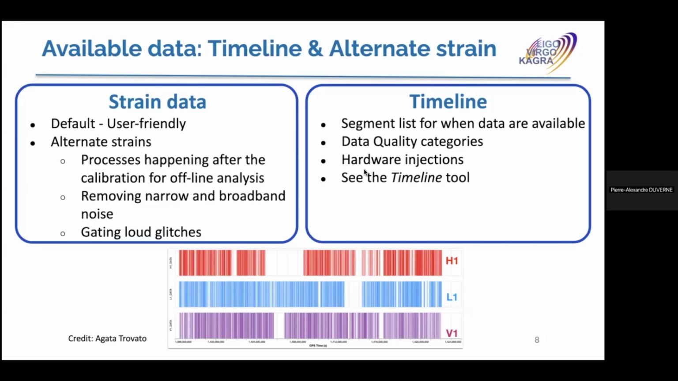Timeline also registers the hardware injections. These injections are made in order to test whether your detection algorithms are working properly by actually acting on the mirrors to simulate gravitational wave signals. And then it allows you to check whether you properly detect your gravitational wave signals when they are injected. On the bottom of this slide, you have an example plot for all the segments for which data are available during O4b for the three instruments that participated in the run. So LIGO Hanford, LIGO Livingston, and Virgo at the bottom of the plot.